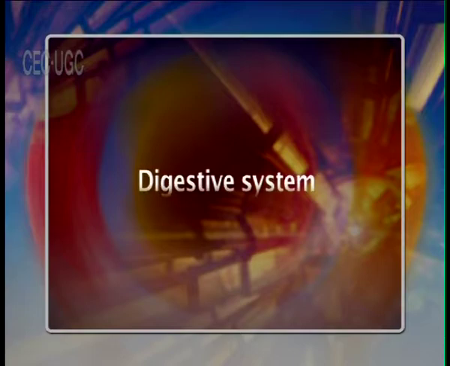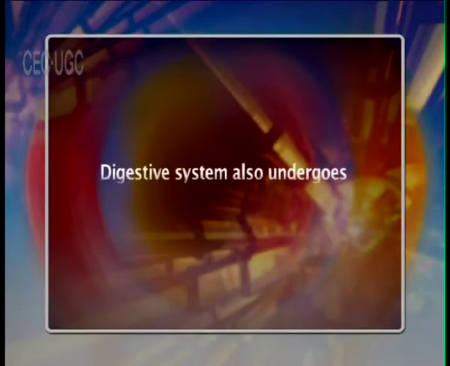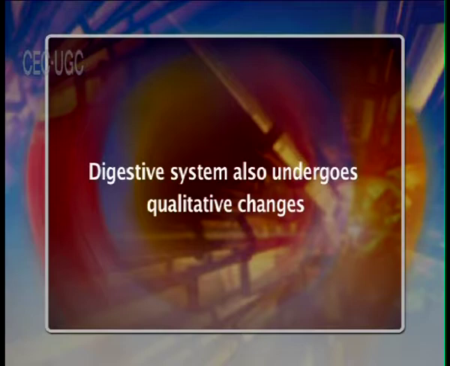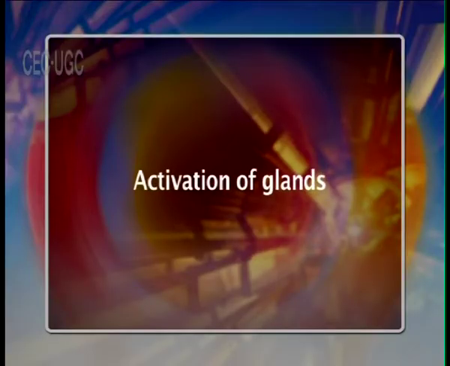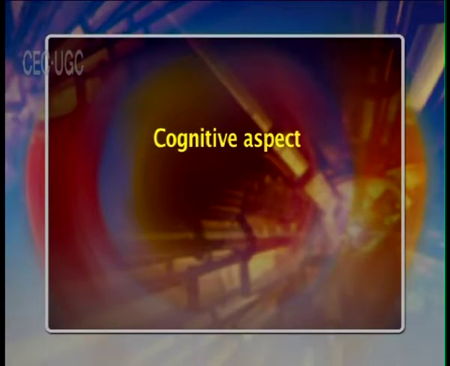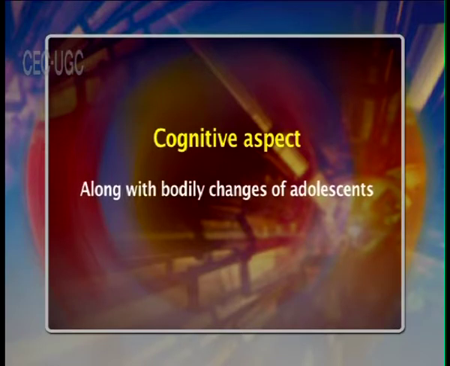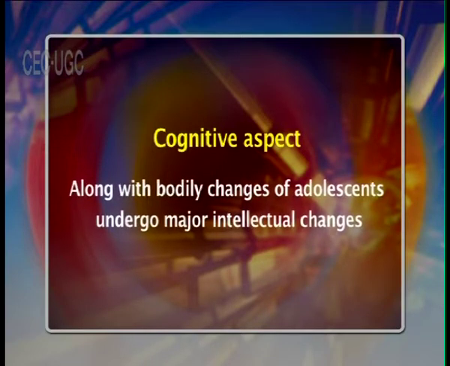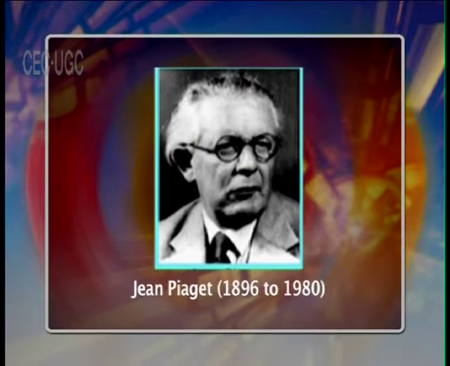Digestive system. During adolescence, organs of the digestive system also undergo qualitative changes. As a result of this change, an adolescent has a desire to eat more. Activation of glands. Sweat and oil glands activate at this age. Second, cognitive aspect. Along with bodily changes, adolescents undergo major intellectual changes. Many of these features of adolescent thought can be understood from the perspective of Jean Piaget's theory of intellectual development.